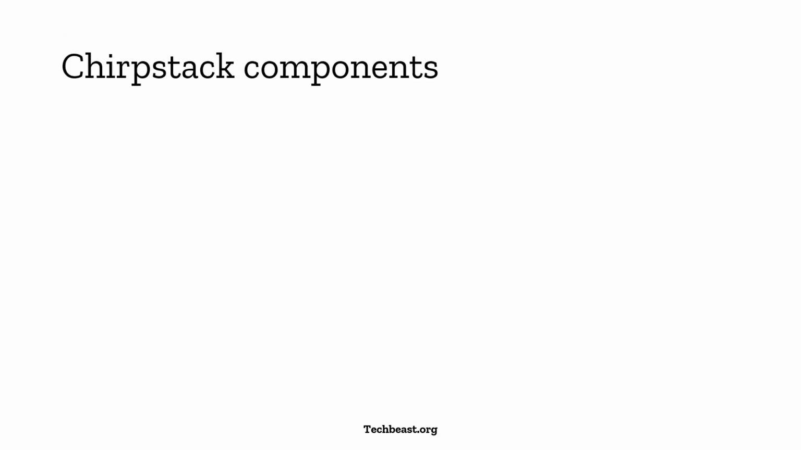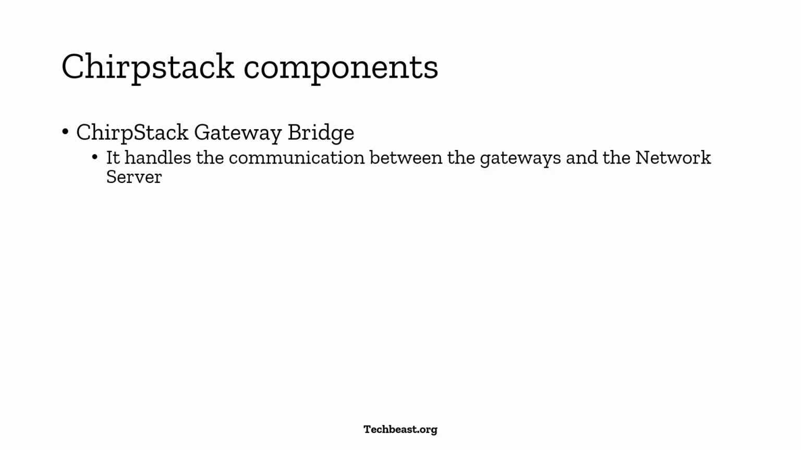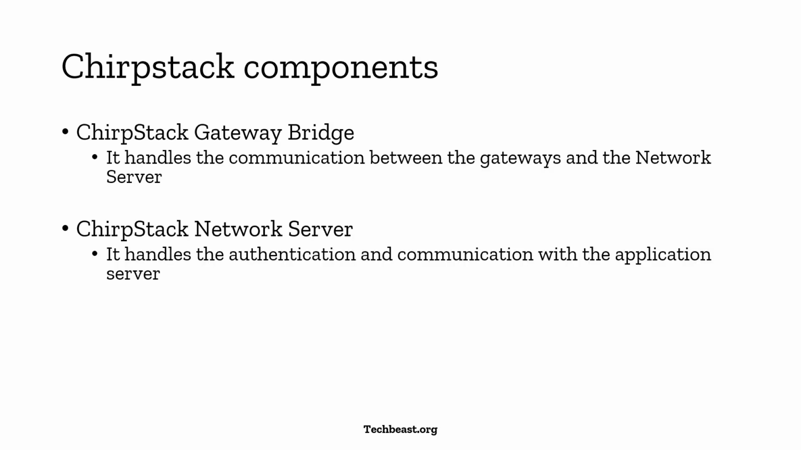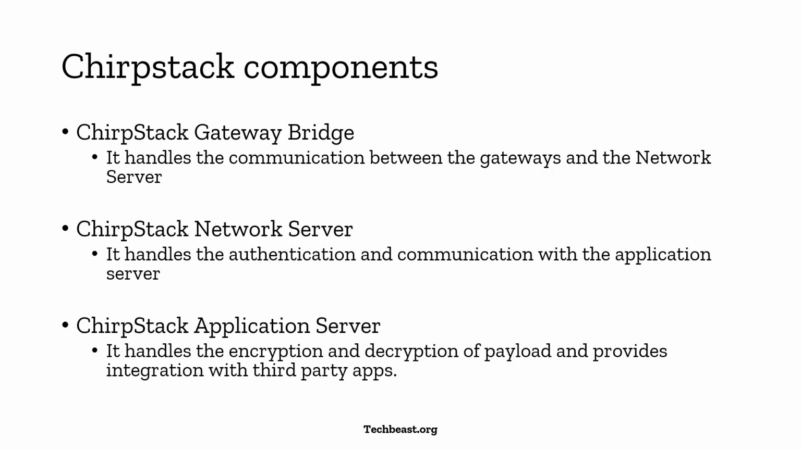So what are the Chirpstack components? There are three basic components: one is the gateway bridge, another is the network server, and the third is the application server. What is this gateway bridge? As the word itself says, it's a bridge. It bridges the gateways and the network server.